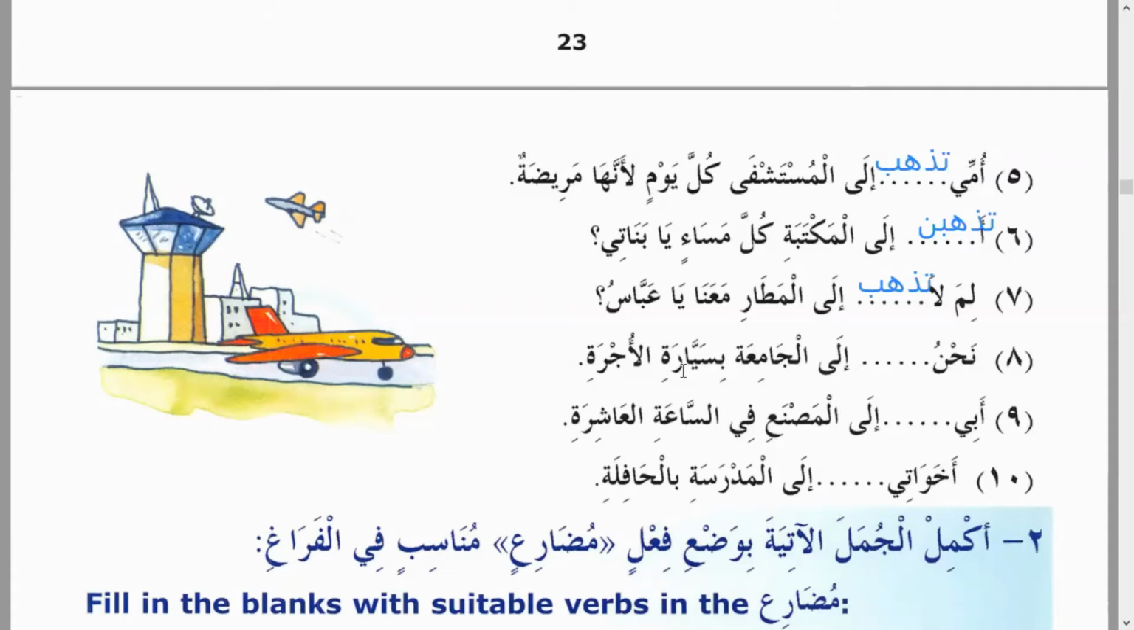نحن came, noon came, نحن here. So this noon should show us it should be نذهب. Right? نحن نذهب إلى الجامعة بالسيارة الأجرة. We go to the university by taxi. سيارة الأجرة is taxi. سيارة is car, أجرة is hire. Car for hire, but it means taxi. Right?